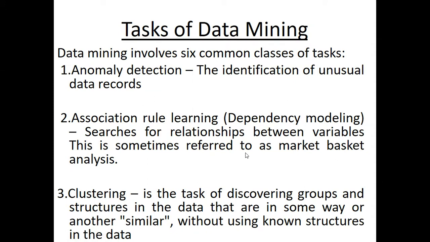The second one is called association rule mining. Association means the relationship between the variables or two objects. They are always together, and that we can call the association. Searching for the relationship between the variables is sometimes referred to as market basket analysis. Association analysis is also called market basket analysis.